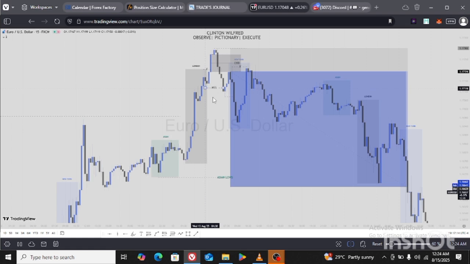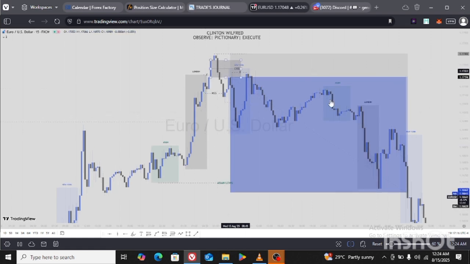Taking out this low is the structure shift also. We are now bearish. Then we switch back, and I look for a PDR that is in premium to go short. And price tagged into this.